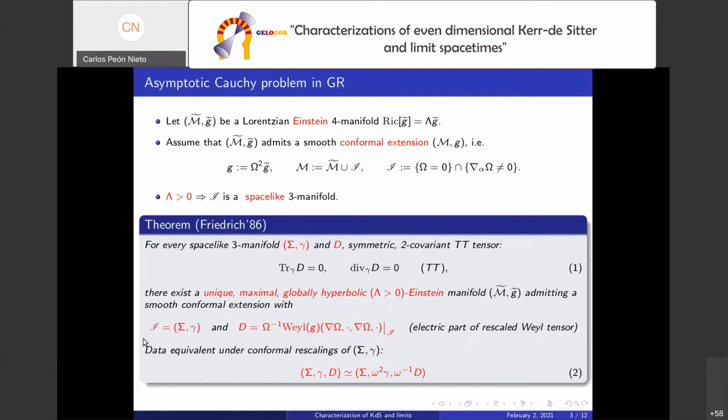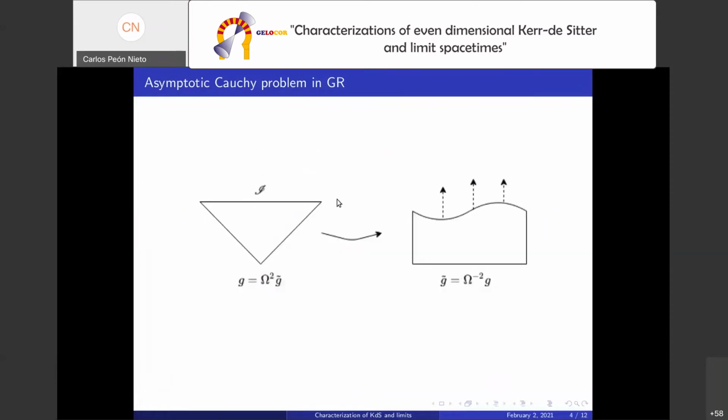And in this Cauchy problem, this data happen to be equivalent under conformal scalings of the manifold. This is, if we scale the metric by a squared conformal factor and the TT tensor by the inverse of this conformal factor, then these two sets of data correspond to the same spacetime. Here, a very schematic picture of the asymptotic Cauchy problem. We pose data on scri and we generate a piece of conformally compactified spacetime. When we undo this conformal transformation, we obtain this g tilde metric, which is the one which satisfies Einstein equations. And this metric extends to infinity in one direction.